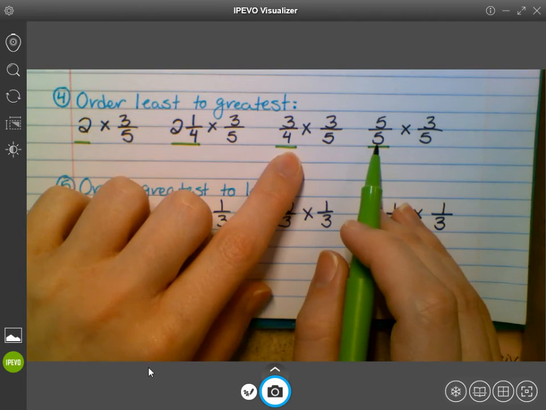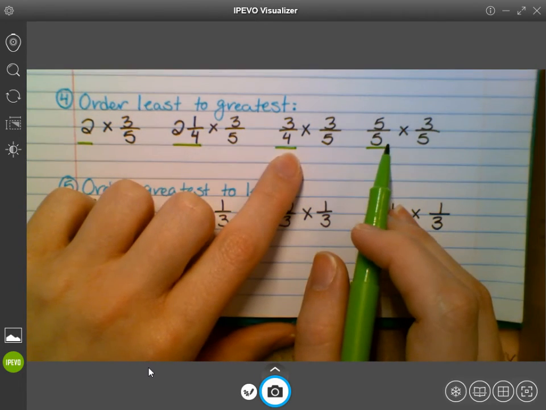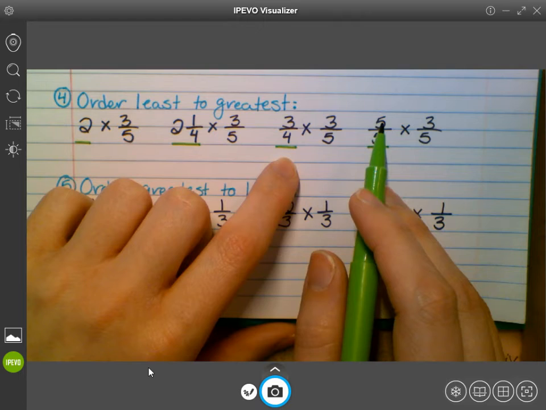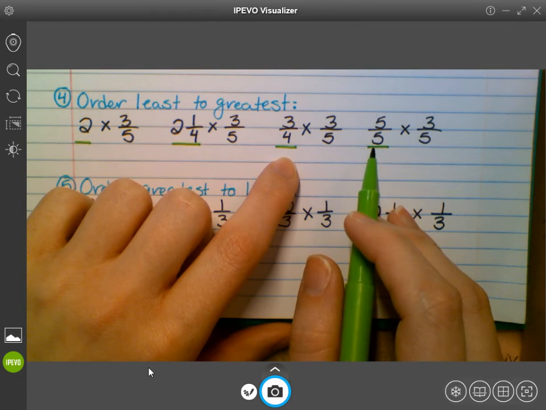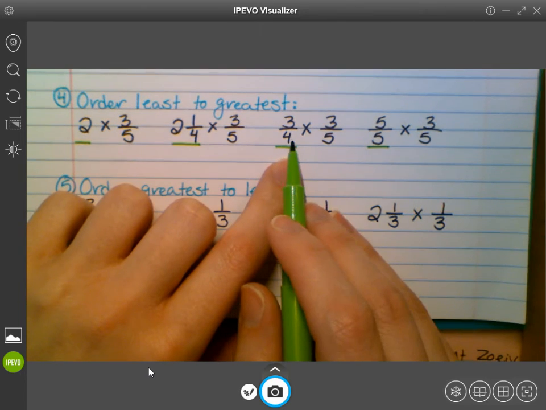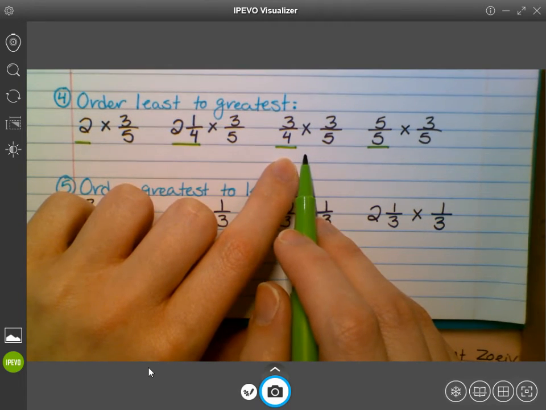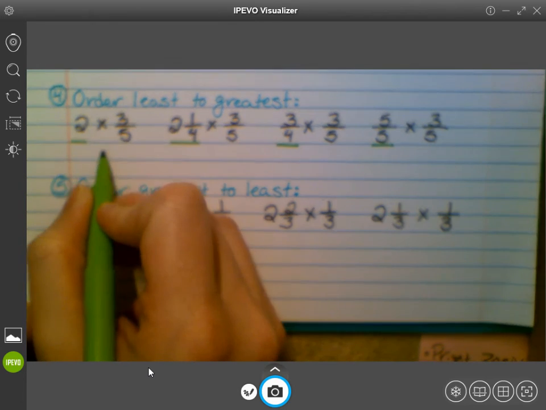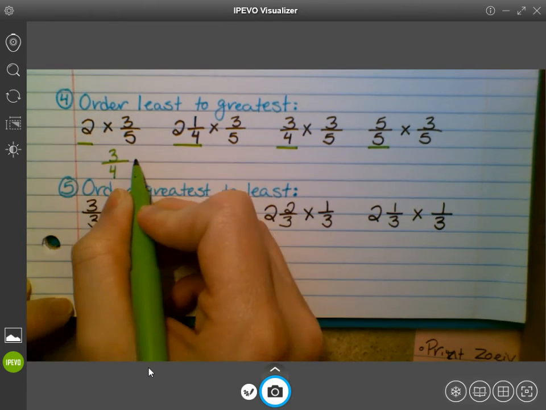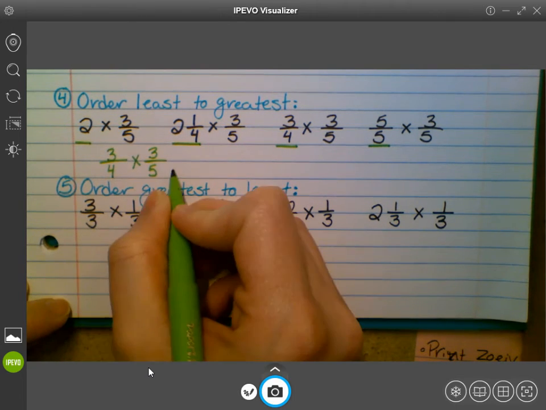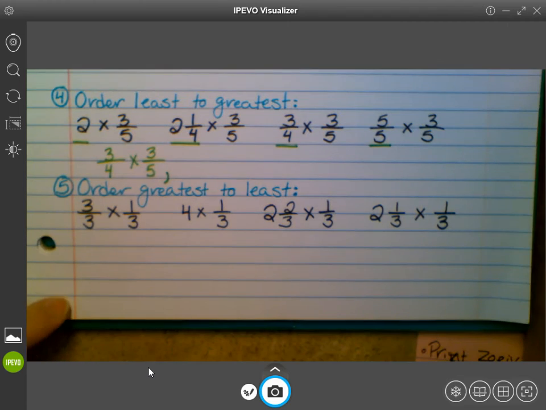Then we have 3/4 and 5/5. Well, is one of these equal to 1? Yes. Which one, Drew? 5/5, right? So that leaves us with 3/4. That is our smallest one because it is the only fraction less than 1. So 3/4 would be our first one. Go ahead and write it with me. 3/4 times 3/5. Then I'm going to put a comma so I can show that I'm separating it.